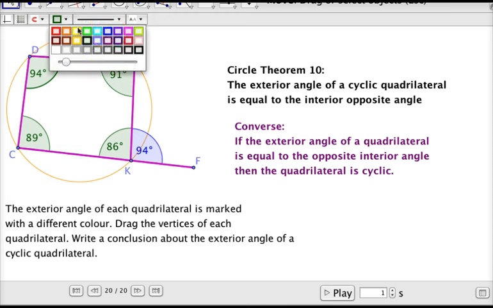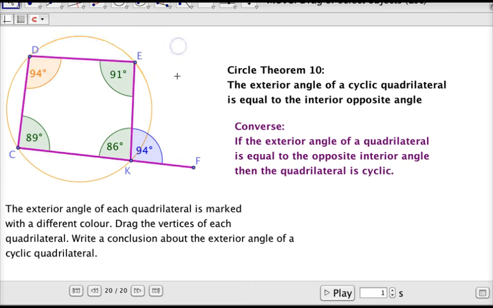And I'm going to change that interior opposite one to orange. So that 94 out there equals this orange 94 up there. So the theorem is the exterior angle of a cyclic quadrilateral only, not a normal quadrilateral, just a cyclic quadrilateral, is equal to the interior opposite angle. Okay?